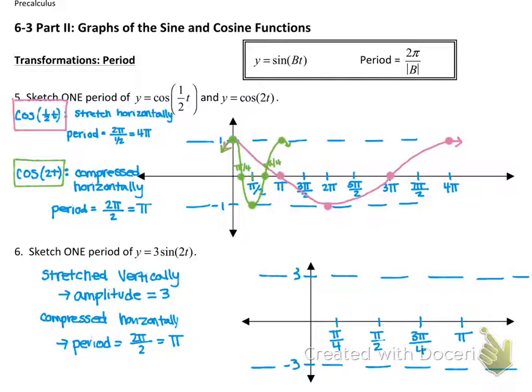Okay, so we're going to graph it in purple. Since it's sine, I'm going to start at 0, 0. And I'm going to go up to pi over 4, comma 3, pi over 2, comma 0, 3 pi over 4, comma -3, and pi, comma 0. So this is my sine function that has been stretched vertically and compressed horizontally.